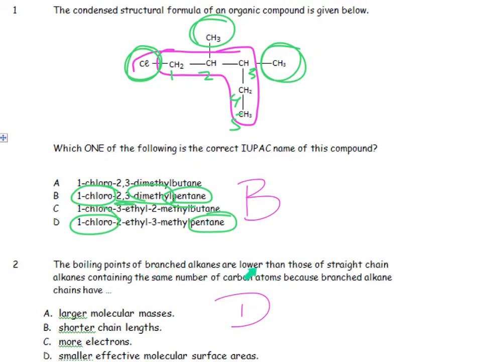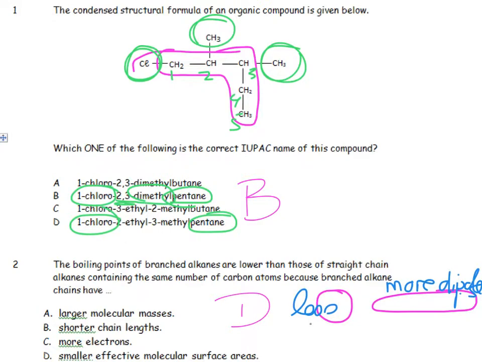The boiling point of a branched alkane is lower than that of a straight chain alkane containing the same number of carbon atoms because branched alkanes have... What the branch is, if you think about it, the branch has got a small surface area, whilst a long chain has got a big surface area. And therefore, there are more dipoles here because it's more spread out. And this has got less surface area, so it's more clumped together and has less dipoles.